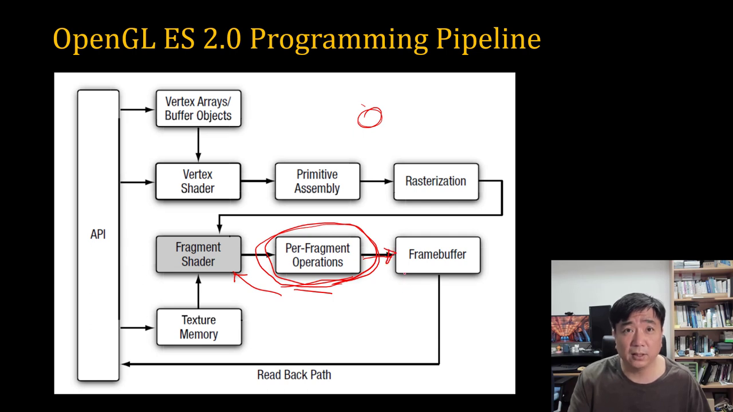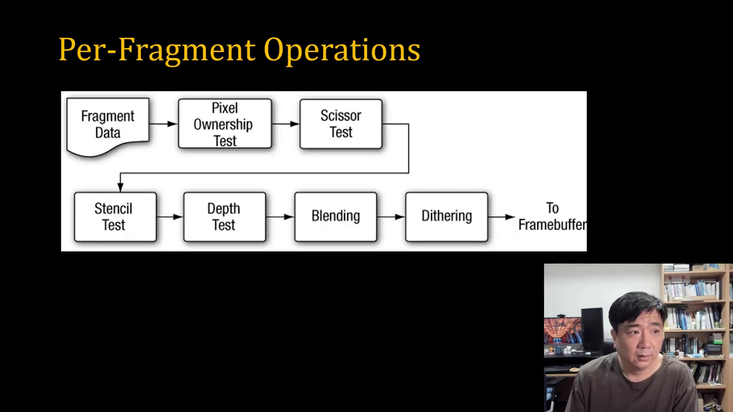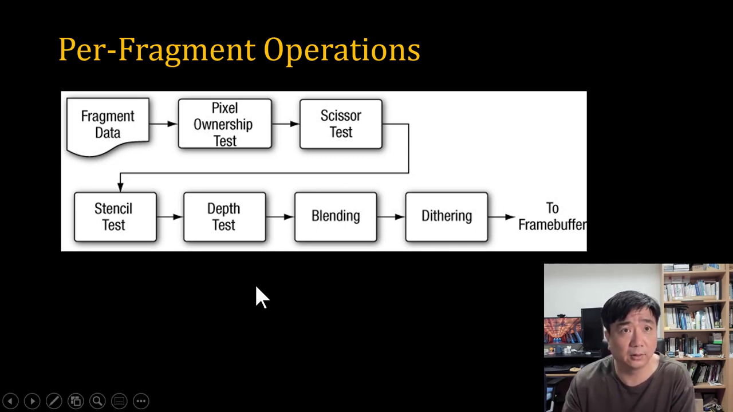Sometimes the content of the frame buffer will be used as input for the per-fragment operations. In the OpenGL ES 2.0 standard, they define six components of the per-fragment operations. The first step is the pixel ownership test. Second is the scissoring test. And third are stencil, depth, blending, and dithering.